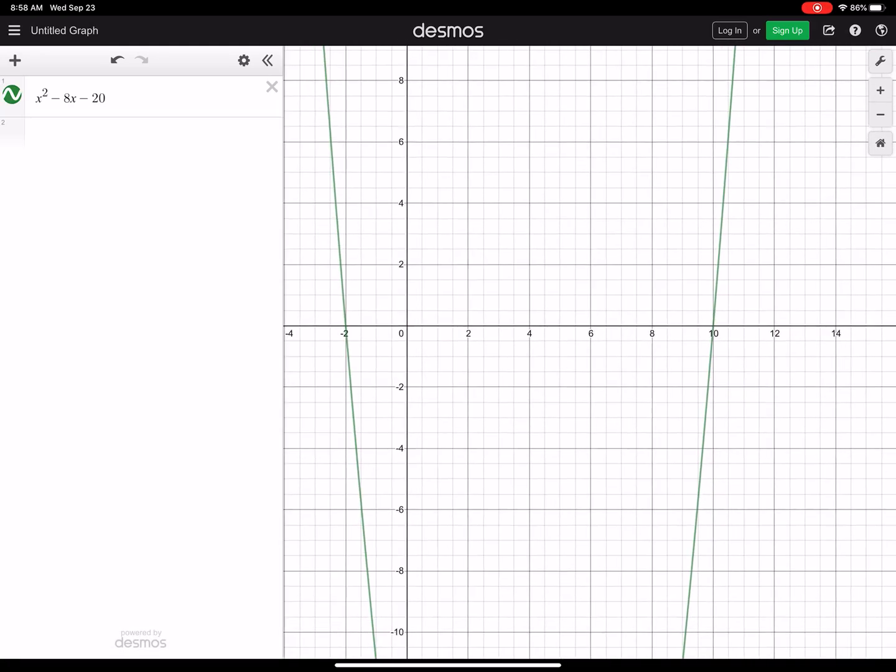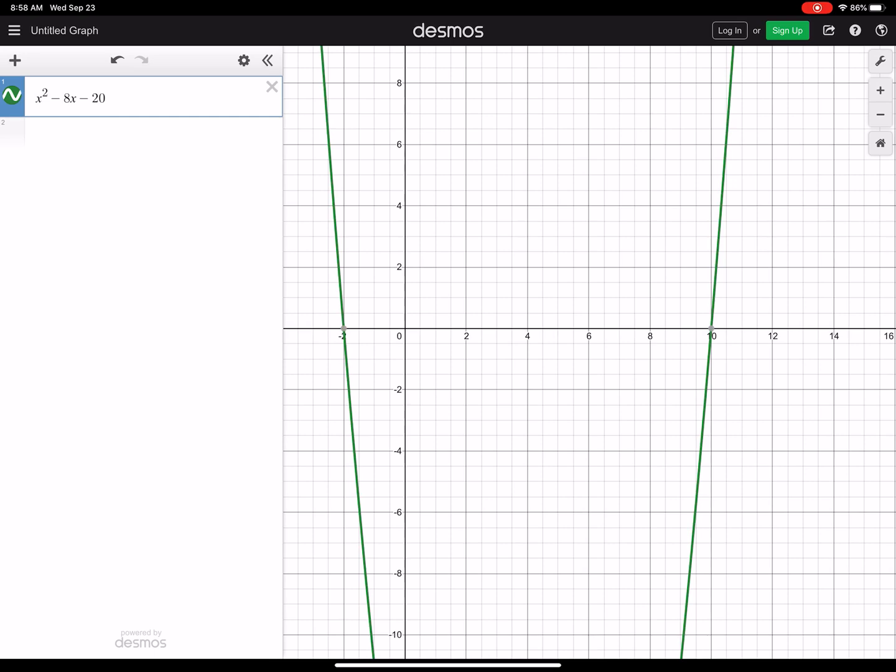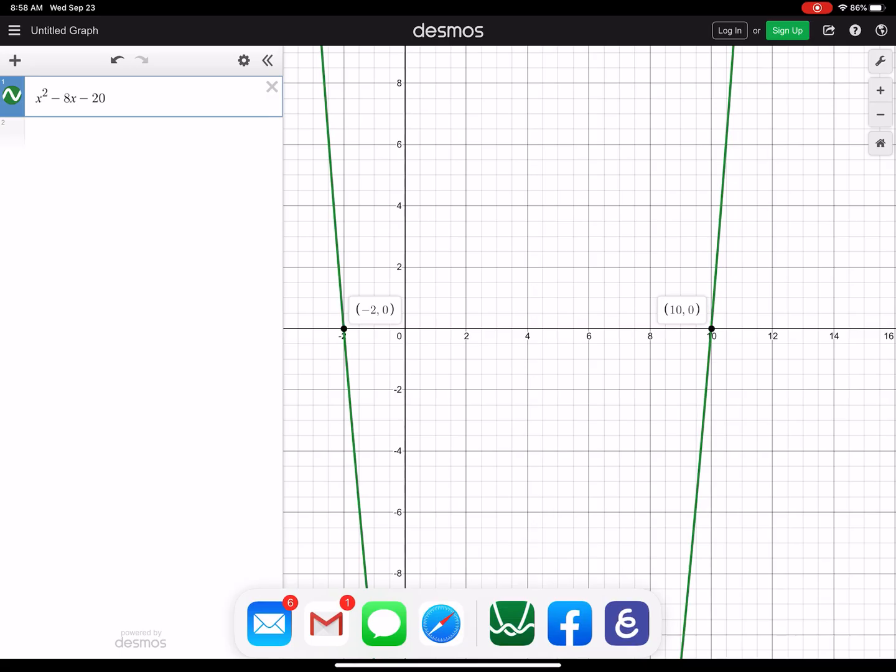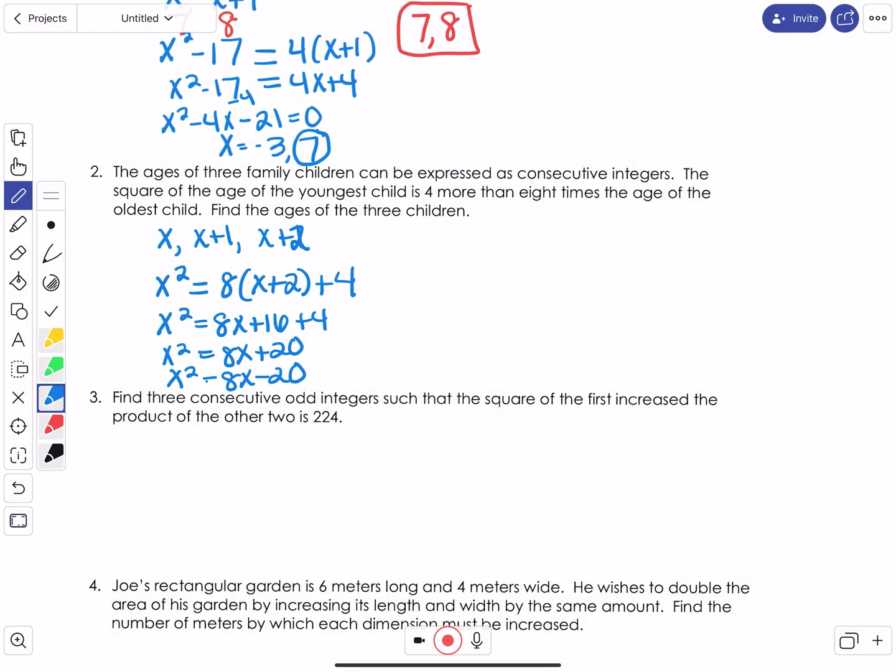Using those intersections, once again I've got a negative answer, negative 2. It doesn't make sense for a kid to be negative 2 years old, so we're not going to use that. And we've got 10 years old. So let's write down the 10. We know x is 10. The youngest kid is 10 because x represents 10. So the kids are 10, 11, and 12 years old.